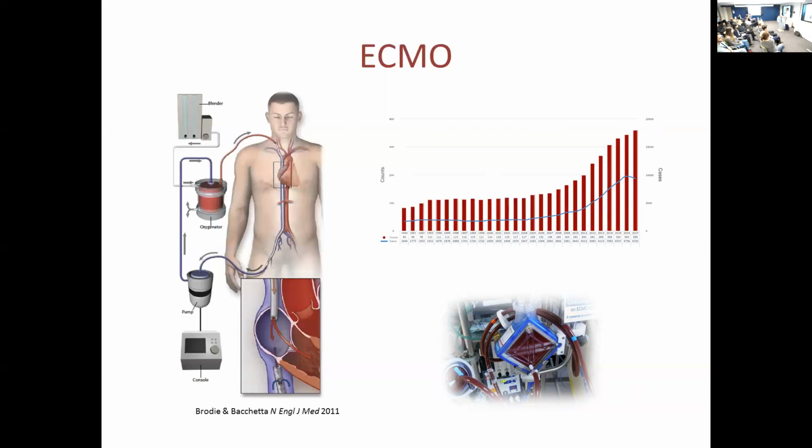There are different kinds of ECMO. The particular form I'm illustrating here is called veno-venous ECMO, where you're just oxygenating venous blood and returning it to the venous circulation. People also do veno-arterial ECMO, which supports not only the lungs but the heart, but that wasn't really what was under study. And the use of veno-venous ECMO for severe respiratory failure has just massively taken off in the last 10 years.